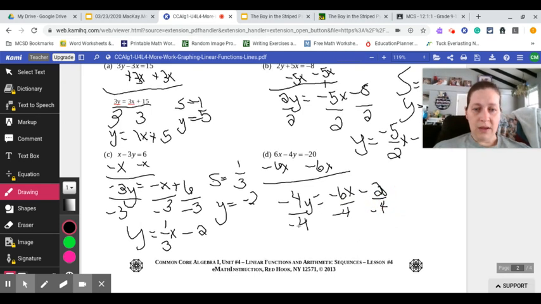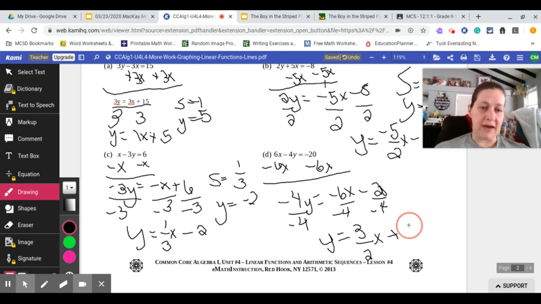That leaves me with y equals, you can't evenly divide 6 by 4, but you can reduce them to 3 over 2. And remember, a negative divided by a negative is a positive. So that gives me 3 over 2 x. And negative 20 divided by negative 4, remember, a negative divided by a negative again gives me a positive. 20 divided by 4 is 5. That leaves me with a slope right here of 3 over 2 and a y-intercept of 5.